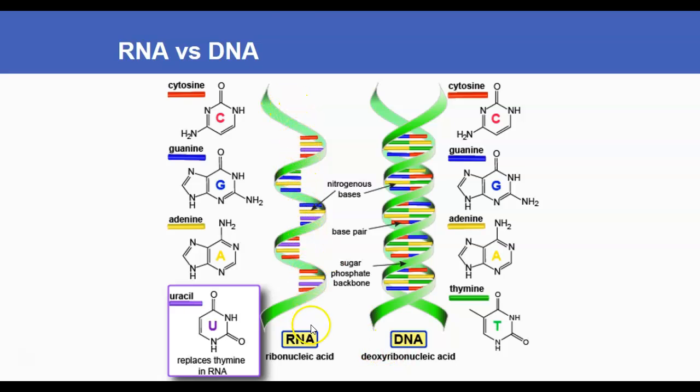And I also want to point out RNA. RNA is single-stranded. It will still fold up on itself and form structures and form nitrogenous base pairs, but it is in fact one strand that contains uracil and ribose.